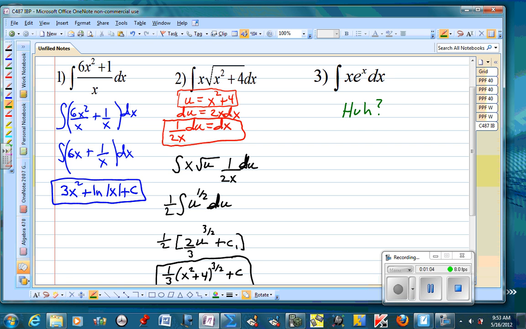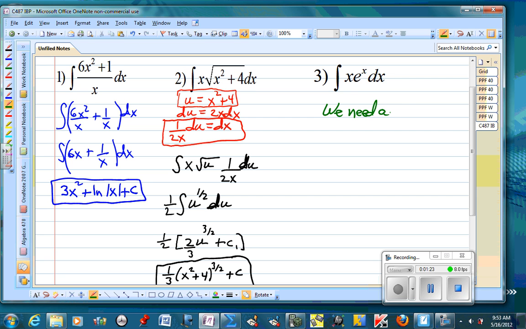But in problem number 3, we run into a dead end. There's no algebra trick that we can use to make this integratable. U substitution doesn't work. So we need a new technique. Either that or this problem is just not integratable. So just make a little note here. We need a new technique. And that's what we're going to talk about today.